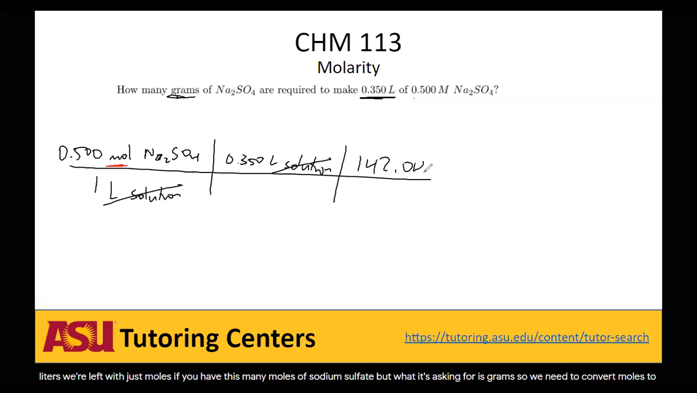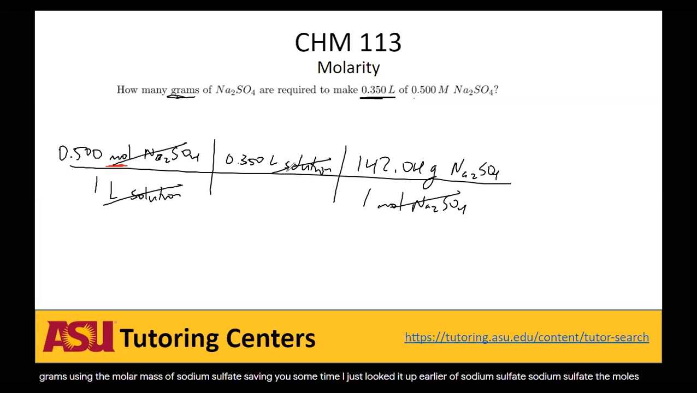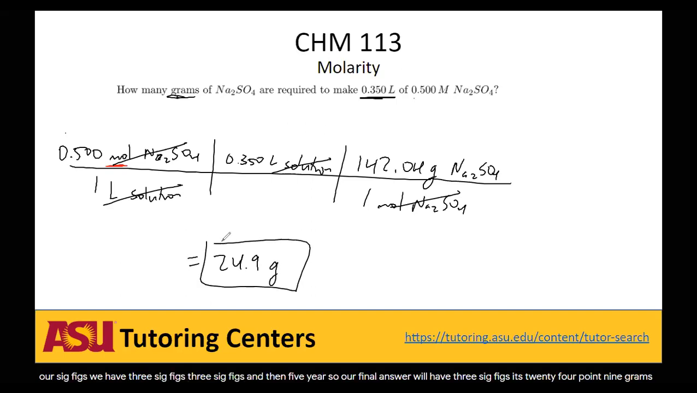Saving you some time, I just looked up the molar mass of sodium sulfate earlier. The moles cancel out, and then we just multiply everything across. So the 0.5 times the 0.35 times the 142.04. Taking care of our sig figs, we have 3 sig figs here and 5 there, so our final answer will have 3 sig figs. It's 24.9 grams of sodium sulfate.